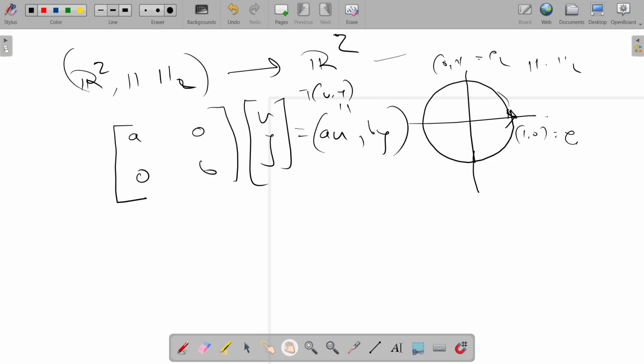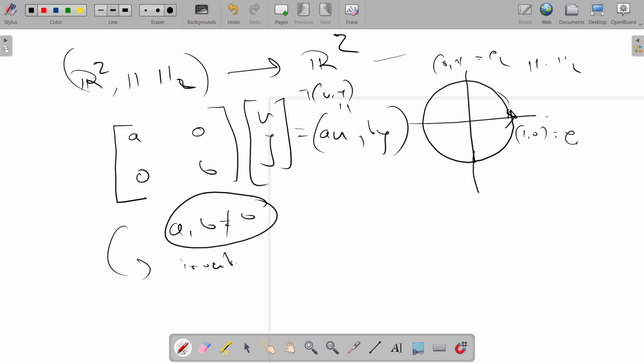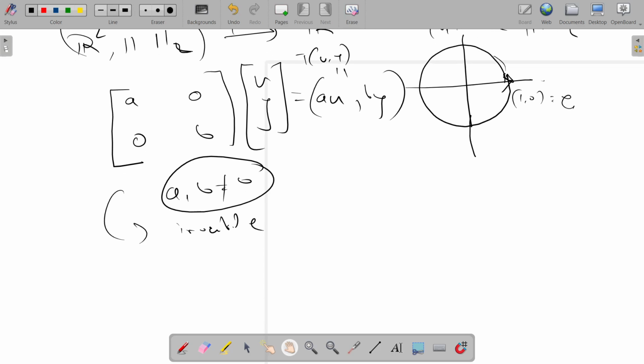So basically now we are defining a linear transformation T. Of course, a is not equal to 0, right? As we can see, this will be a rank 2 matrix. This is invertible, so basically we have a bijection.